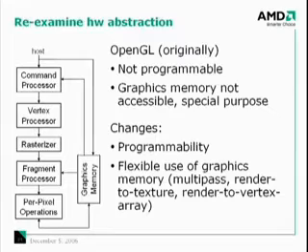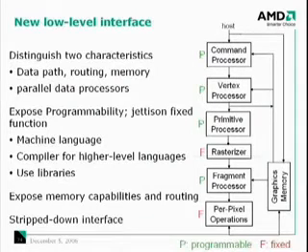So the changes have been that now we have programmability, and we have this flexible use of graphics memory where the first time through, your graphics memory is the Framebuffer. The second time through, it's a texture. You use a texture to do your next pass, and so on. You draw something in your first pass that you use as a texture in your second pass to draw the second one.